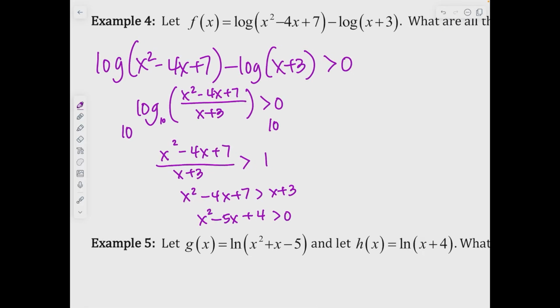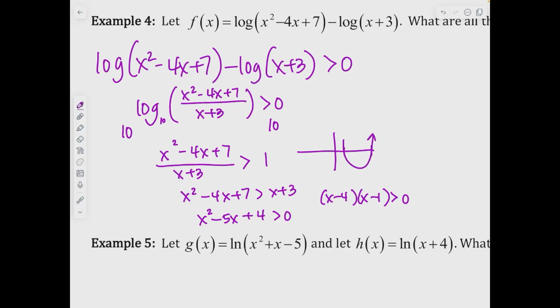So what you'll notice is x squared, what you'll notice is this is factorable. So this factors into x minus 4 and x minus 1 is greater than 0. Okay, so you could use a sign chart, but if you just think about it graphically, here's 1, here's 4. This is a parabola that will open up.